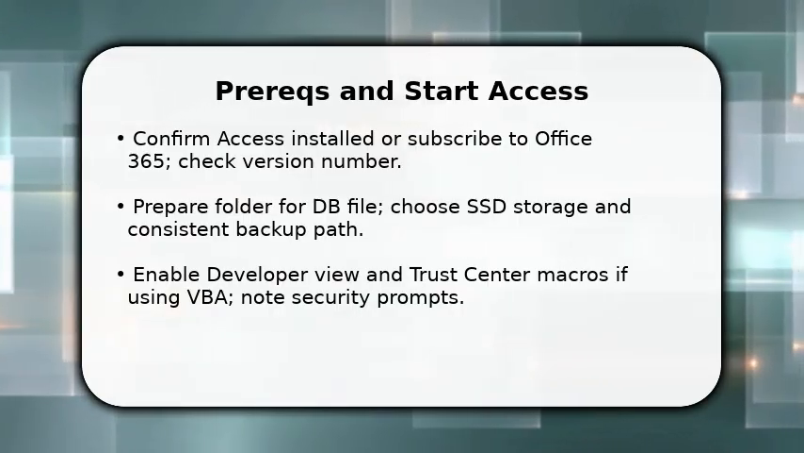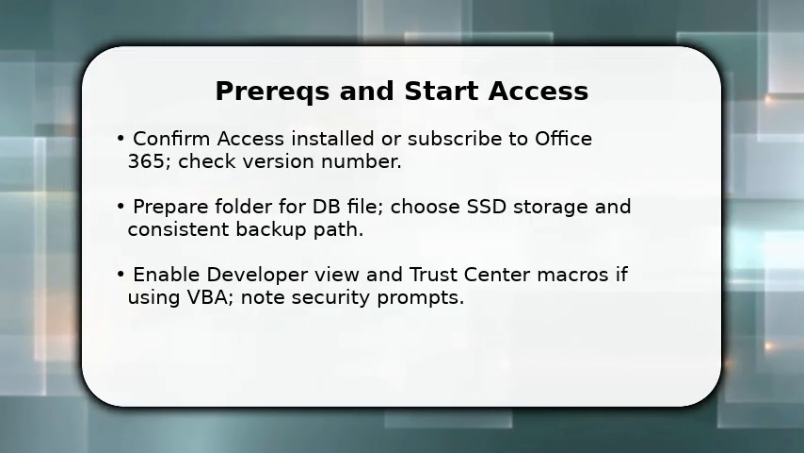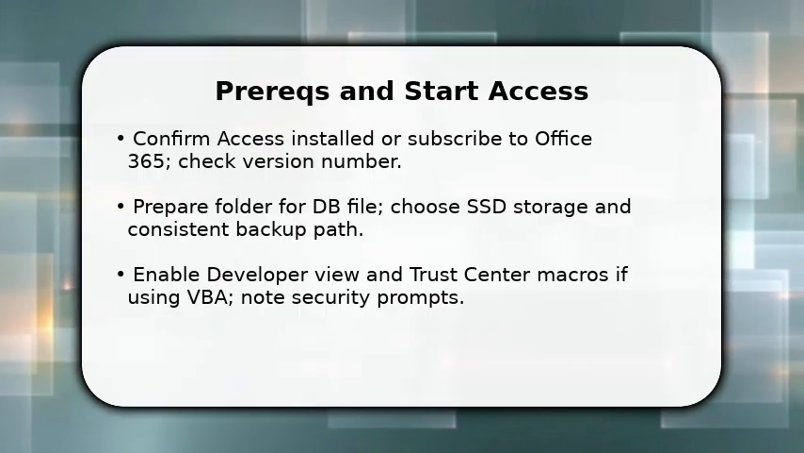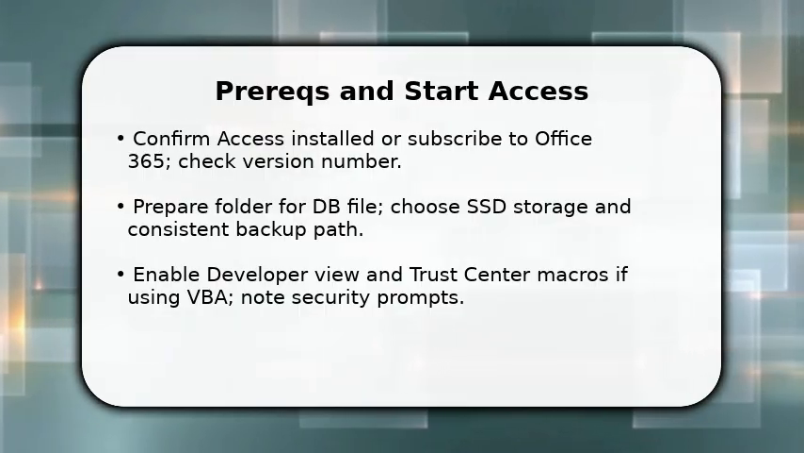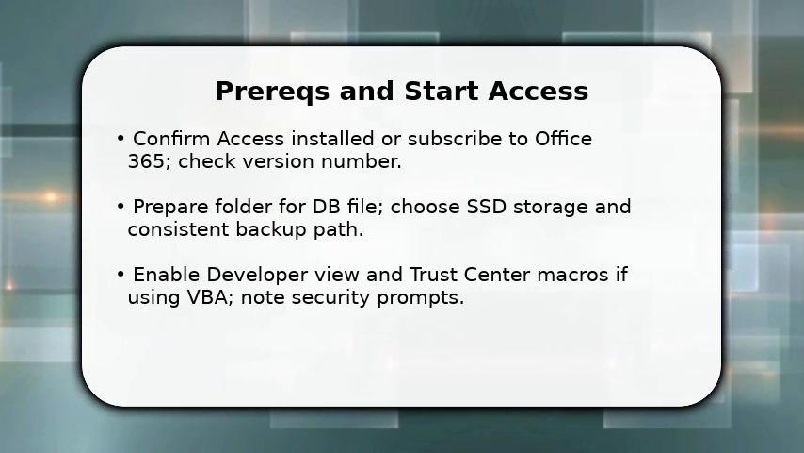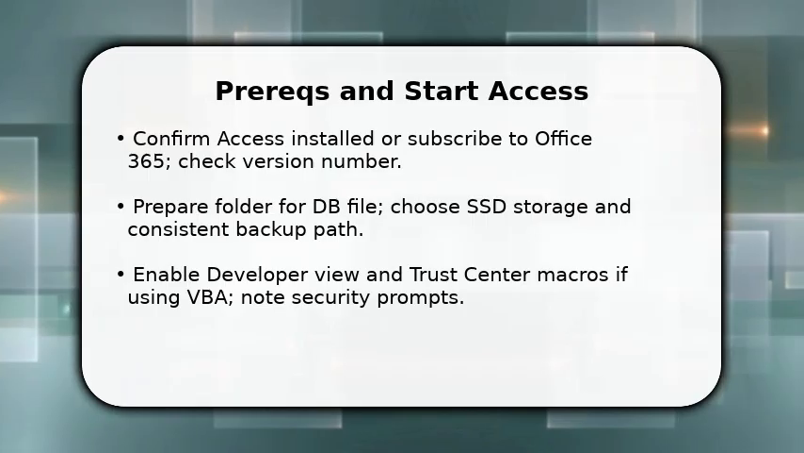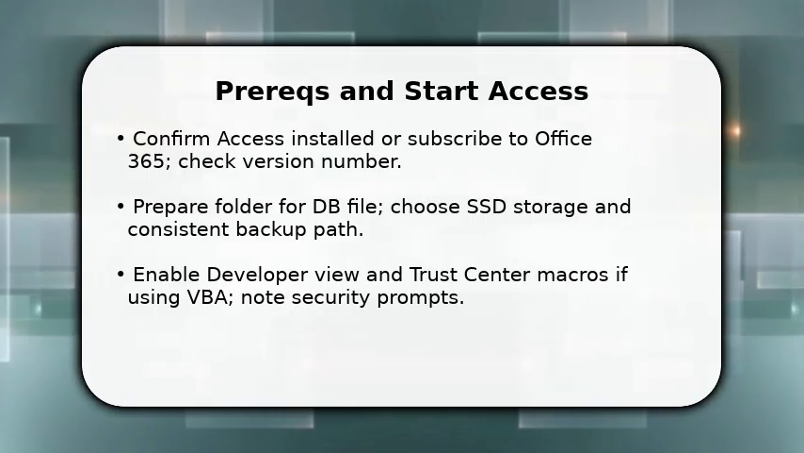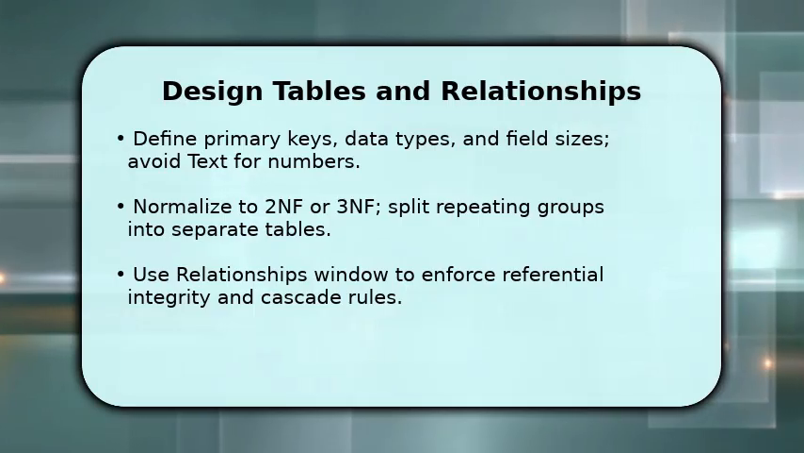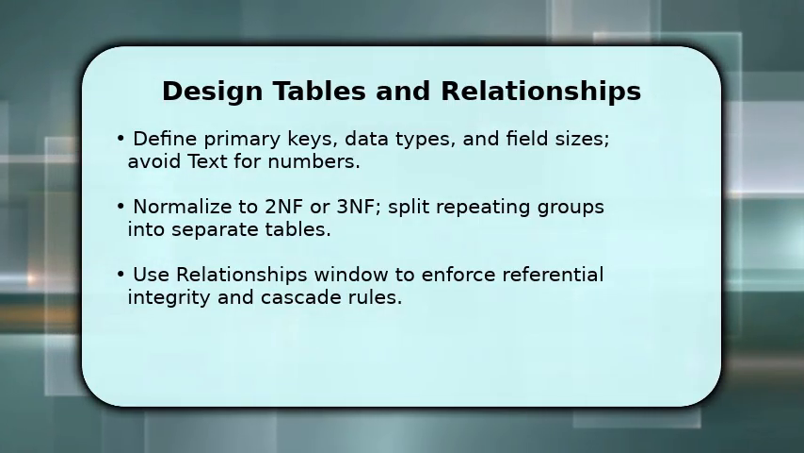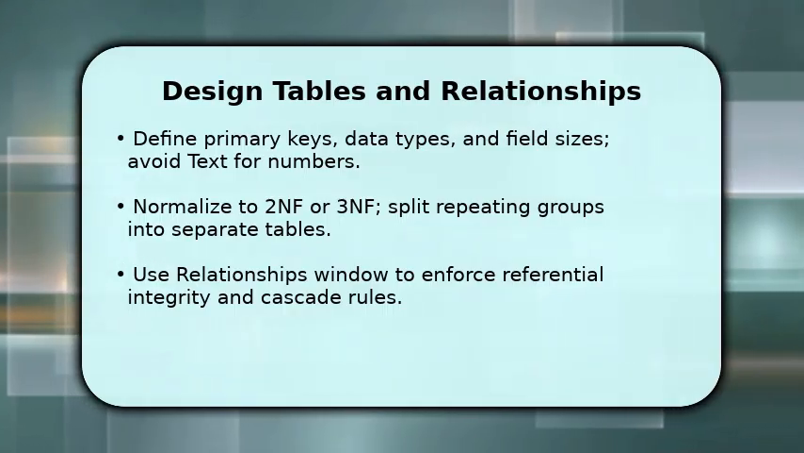Plan tables now, not later, and sketch field names. This first step prevents rework and speeds the import and table creation that follow. You'll design tables next. Create each table with clear primary keys and appropriate data types because correct types prevent validation headaches later. Once tables exist, open the Relationships window and drag to link keys so referential integrity enforces consistent data.